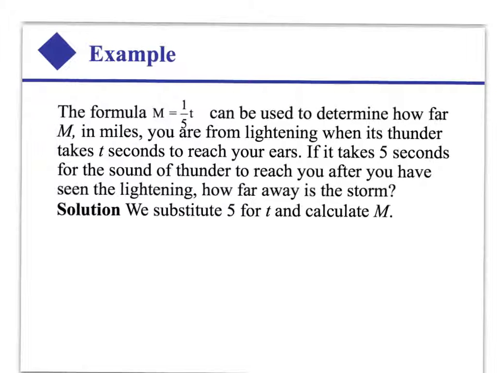And we've got some things like this. For example, the formula m equals 1/5 times t can be used to determine how far in miles, represented by m, you are from a lightning strike when its thunder takes t seconds to reach your ears. If it takes 5 seconds for the sound of thunder to reach you after you have seen the lightning, how far away is the storm? And that's what we're going to talk about.